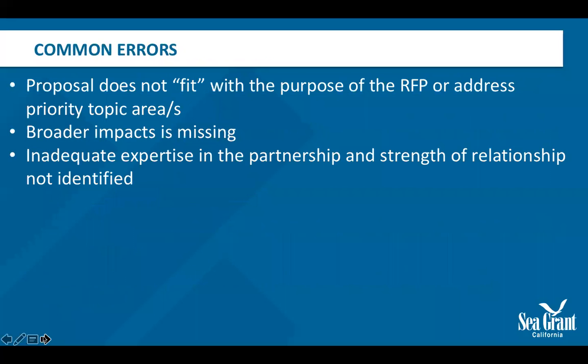A few common errors that we see from time to time is that, one, a proposal doesn't fit with the purpose of the RFP or address priority topic areas. So for instance, if this proposal that's submitted is not related to aquaculture, unfortunately, there's probably a chance that you will not get funded, most likely. The broader impacts is missing, so we're really focused on applied research, and so seeing how this will advance the aquaculture sector. And then sometimes we see proposals that have inadequate expertise in the partnership and strength of relationship isn't identified.